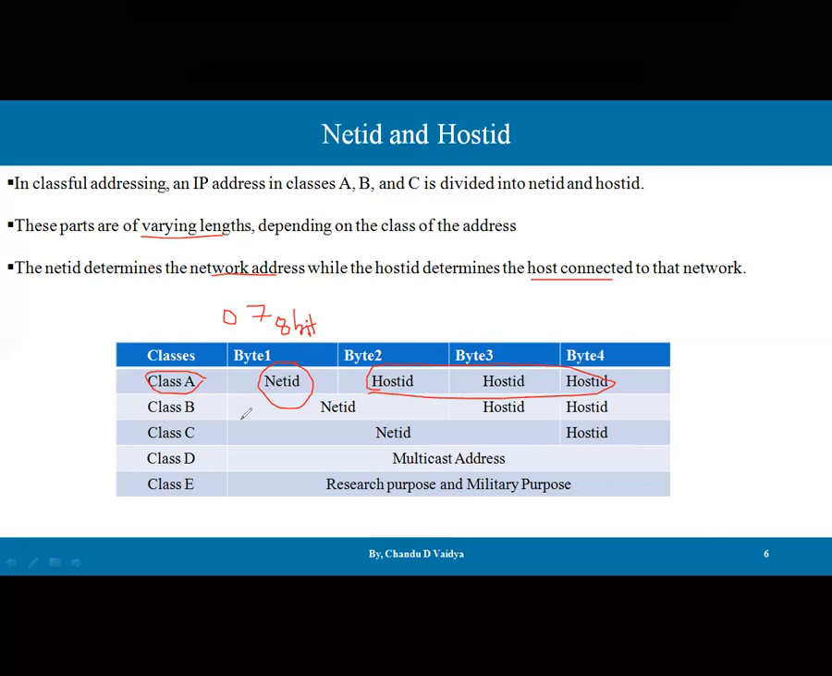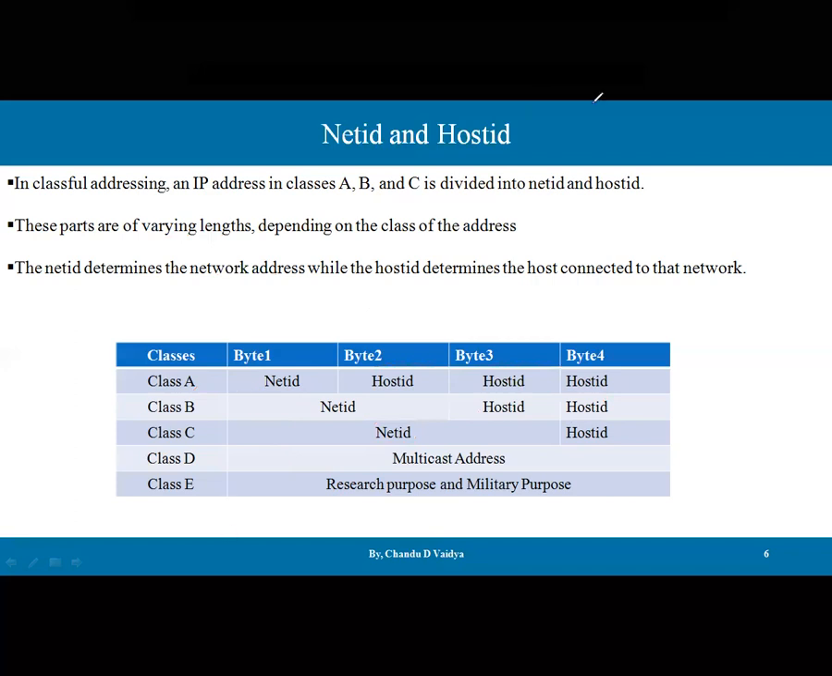If you go with class B, the first 2 bytes belong to the net ID and the last 2 bytes belong to the host ID. As far as class C is concerned, the first 3 bytes belong to the net ID and only one octet belongs to the host ID. And for class D and class E, there is only one block, and that block is not divided into net ID or host ID. Class D is for multicast addressing, and class E is for research or military use. So this is the concept of net ID and host ID.